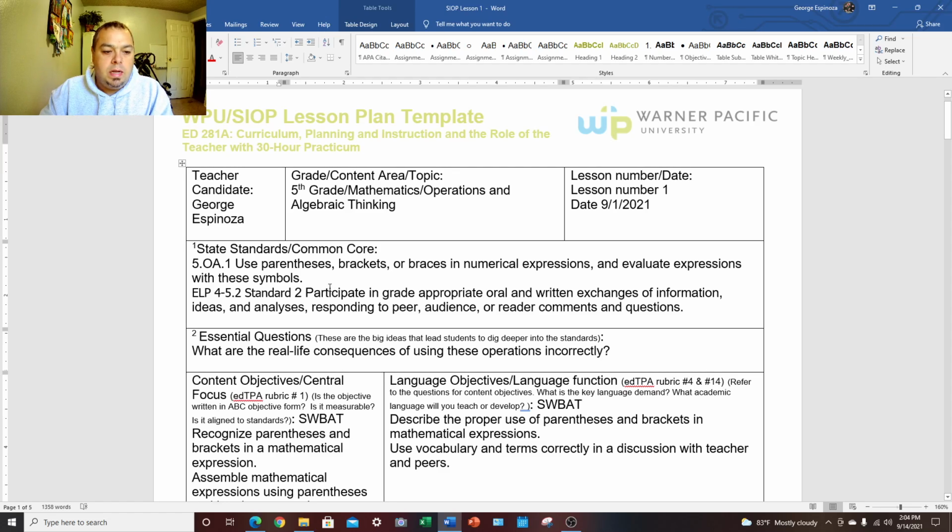I picked this standard mainly because it was the first one, and it's an area that I am pretty familiar with, as I am pretty familiar with the order of operations as well as how to use them in mathematical expressions. The English language proficiency standard that I chose was 4-5.2, Standard 2, which describes how students will be able to participate in grade appropriate oral and written exchanges of information, ideas, and analysis responding to peer and audience or reader comments and questions.